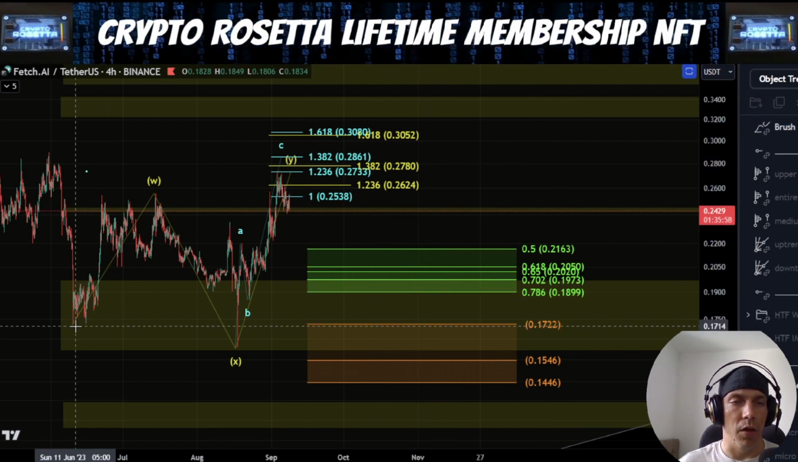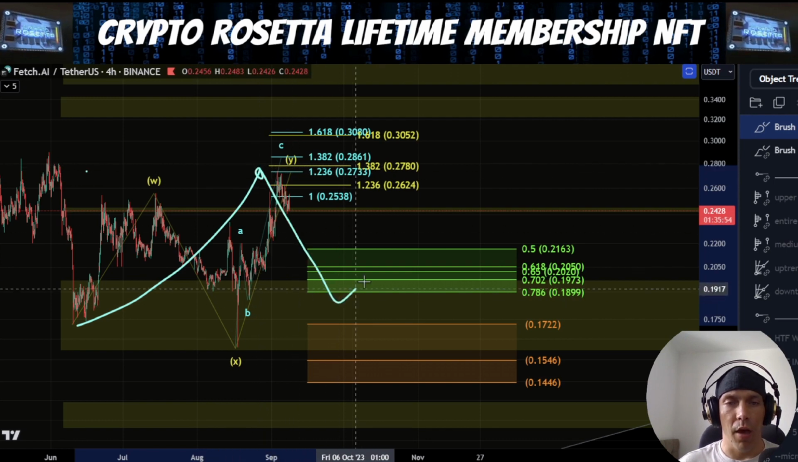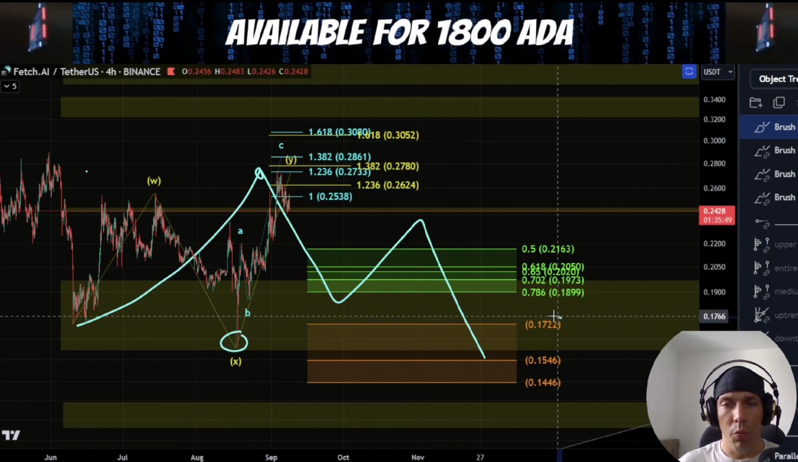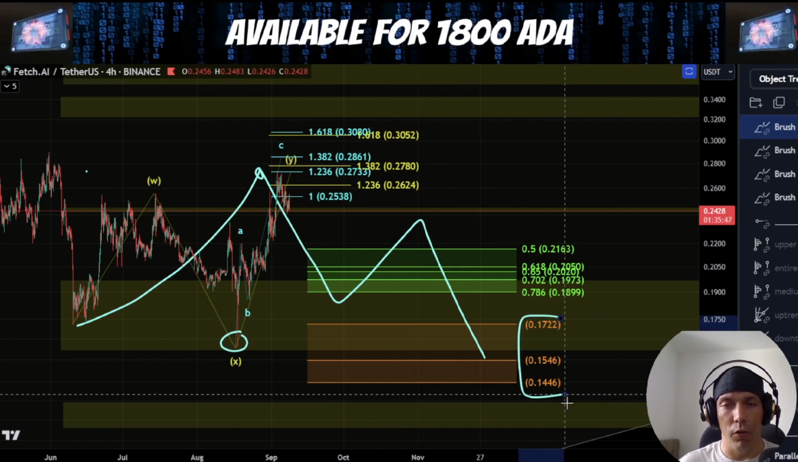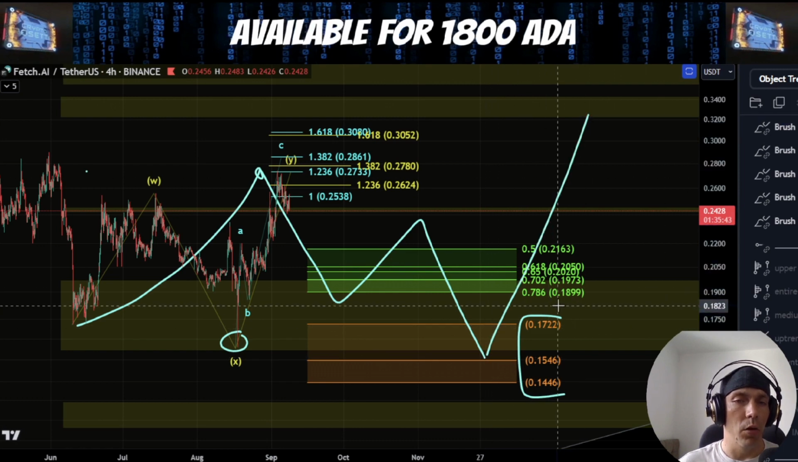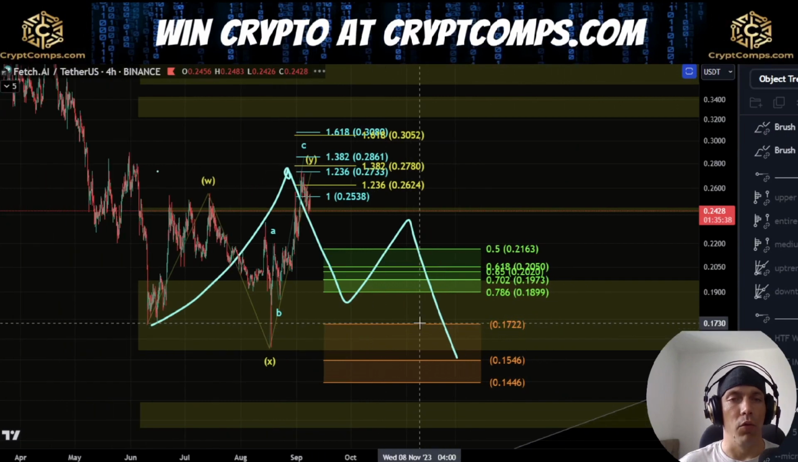Alternatively, if we're going to see something more complex here, we could get something like this as an A wave. We see a bigger A, B, and C pattern where we potentially look to sweep this low, push down into this 1722 to this 1446 level, and then see a push to the upside. So even if we do start to break down here, I'm not just going to think that we're directly moving down in that C wave.